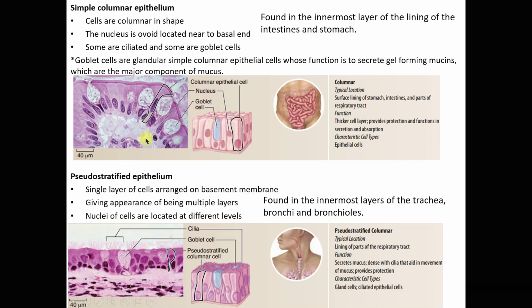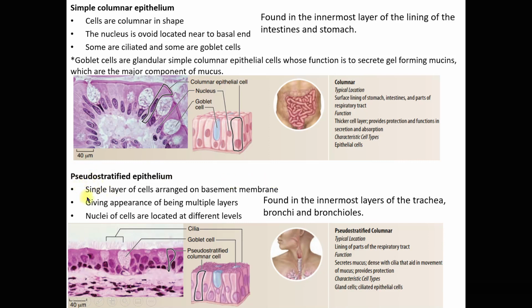Next, we have the pseudostratified epithelium. Pseudo means palsu. It appears as multiple layers like stratified, but actually it is a single layer. That's why this fourth type of covering epithelia is known as the pseudostratified epithelium. It looks like it is stratified, but actually it is only one layer.